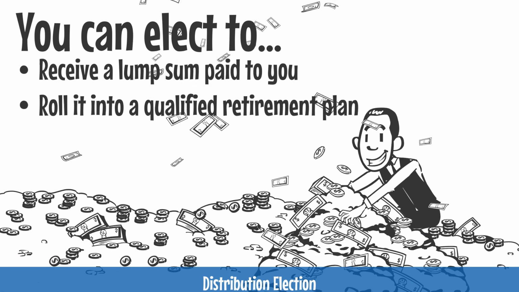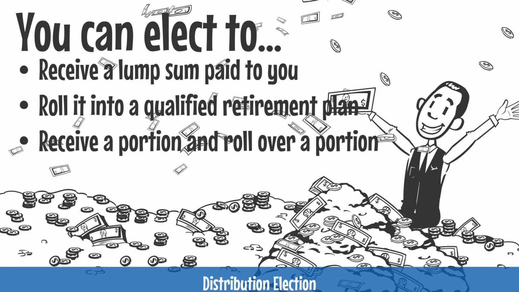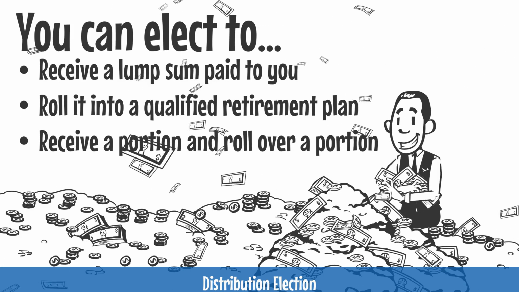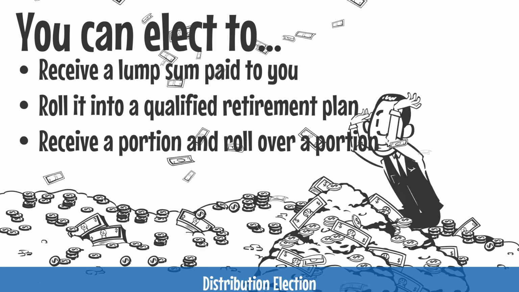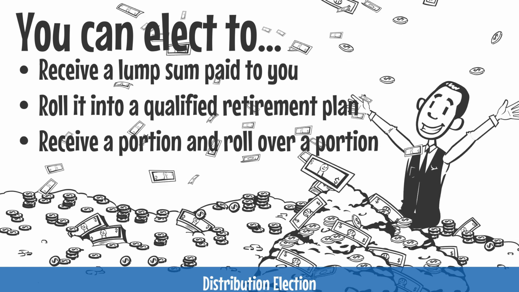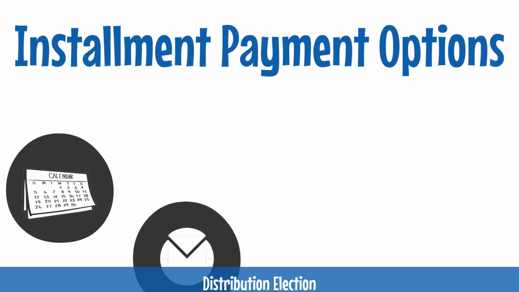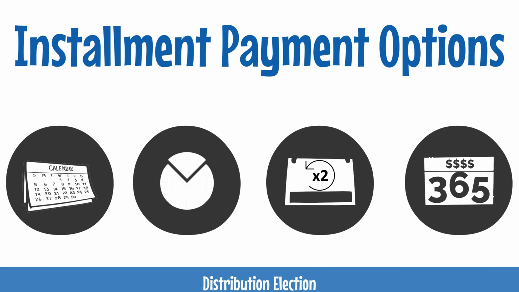If you qualify for a distribution election, you may elect to have it paid as a lump sum directly to you, rolled over to an IRA or other qualified retirement plan, or have part of the benefit paid to you, and part of it rolled over to an IRA. If you wish to roll over only part of the funds, that portion must be at least $500. You may also elect to receive your account balance in installment payments, either monthly, quarterly, semi-annually, or annually.